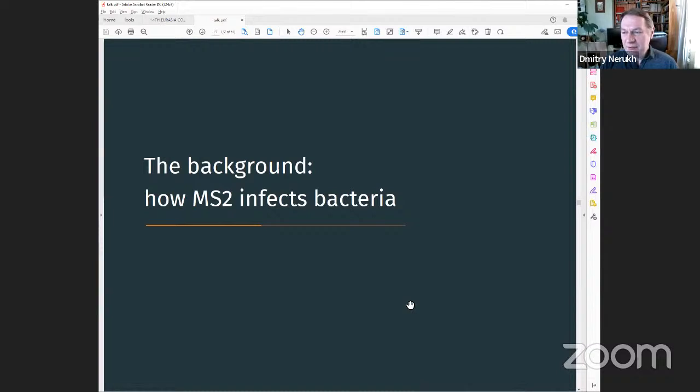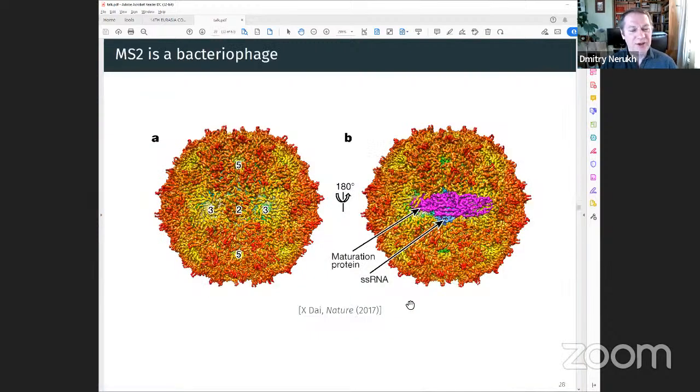So I will spend a few more words on simulating another virus called MS2. MS2 is a bacteriophage. It infects E. coli, and it's very well studied. So, for example, recently the atomistic structure of the whole phage, the whole virus, has been measured, and it consists of a protein shell, the capsid, and the RNA molecule inside, which is the genome of this virus.